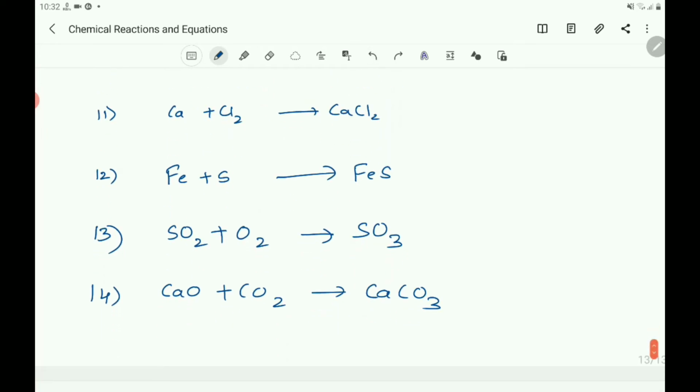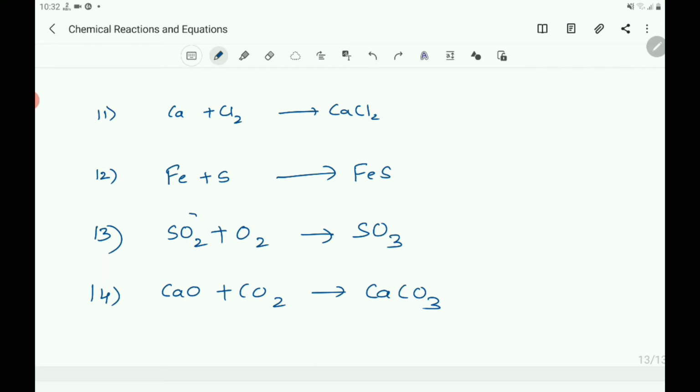Next you take Fe plus S gives FeS. Here iron reacts with sulfur to give iron sulfide, FeS. And here also two elements combine to form a single product, and it is also a chemical combination, and here the equation is balanced. See, 1 Fe atom and 1 sulfur atom.